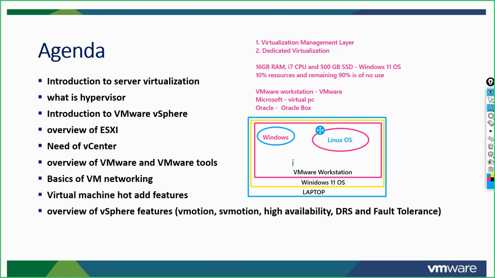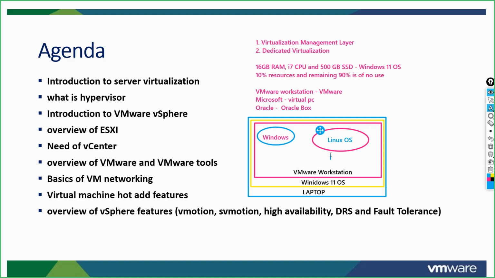So such kind of virtualization is called virtualization using management layer. The first of the first type, virtualization management layer. This type of setup, when you have your physical hardware and you are creating a virtual machine using VMware Workstation, such kind of setup is called virtualization using management layer.